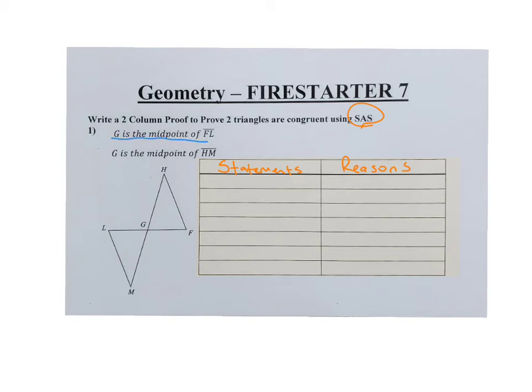Now, the first thing I see, that's written there. That is given. G is the midpoint of FL. Given information. Why? Because it's written there. You can't argue with something that's written down. Then you also get to say G is the midpoint of HM. Once again, given information. Now remember, this is not a side, nor is it an angle statement. So more than likely, these two given informations have to lead to one of those.